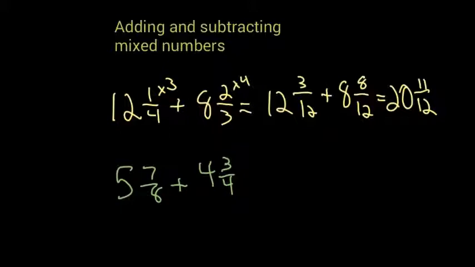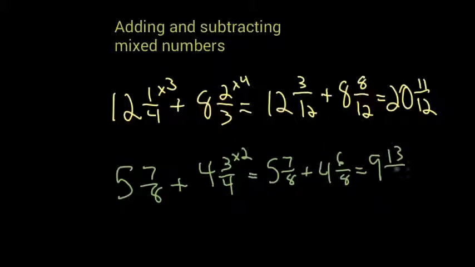Next I got 5 and 7/8 plus 4 and 3/4. So I can turn a 4 into an 8 by multiplying by 2. So I just have to address that 3/4. So that's going to equal 5 and 7/8 plus 4, and then 3 times 2 is 6, and 4 times 2 is 8. So now I can add. 5 plus 4 is 9. 7 plus 6 is 13 over 8.